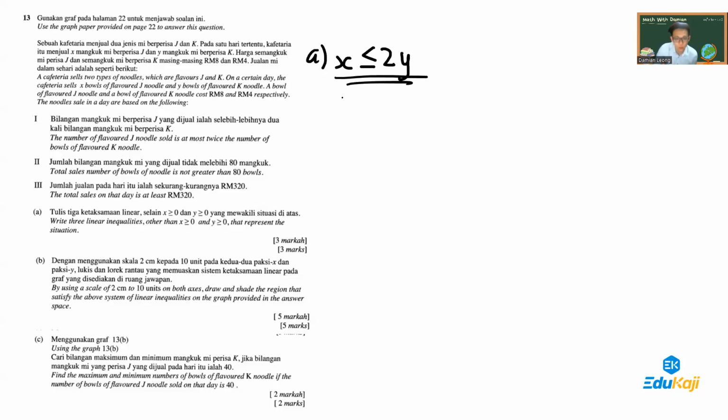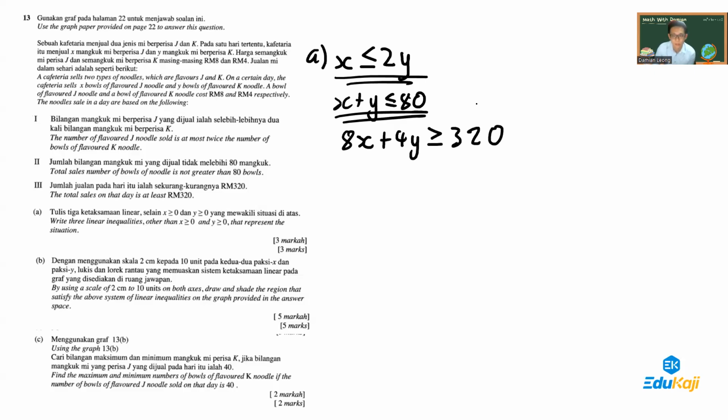Then total sales of number of bowls of noodles is not greater than 80, means X plus Y is not greater than 80, means it's less or equal to 80. And one more, total sales on the day at least 320. Total sales 8 ringgit times X plus 4 ringgit times Y, at least more equals 320. Yeah, so these are the 3 inequalities.